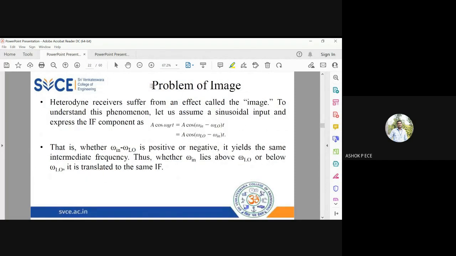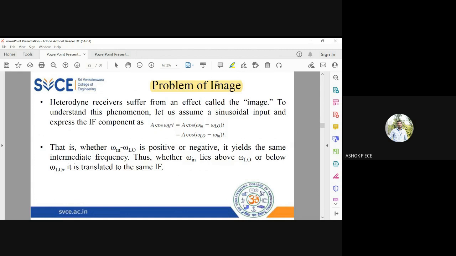Now we'll continue with some issues in the receiver. Mainly, heterodyne receivers suffer from the problem of an image. An image is actually a replica of anything. Here, image means you have a replica of the signal at some high frequency. That image is an unwanted signal, just like noise, and how it interferes with your original signal is the problem of image.